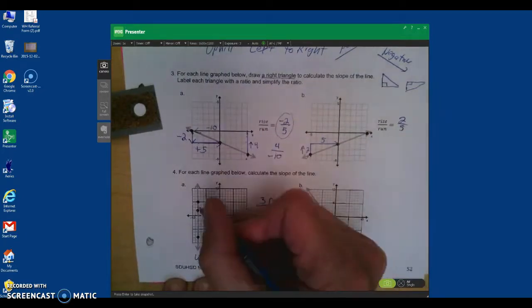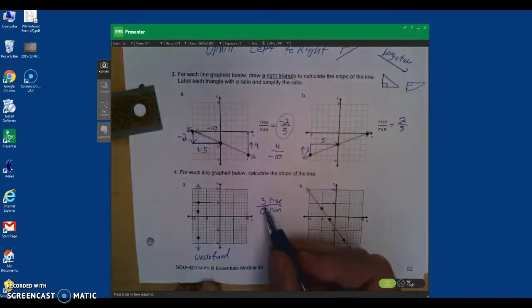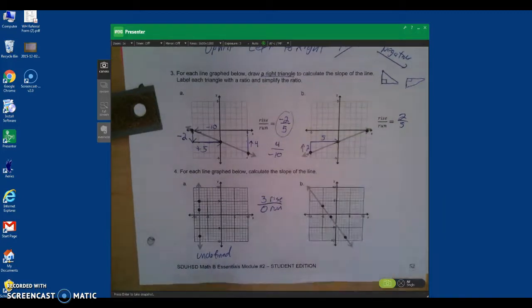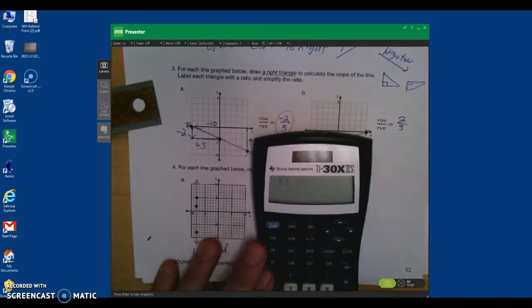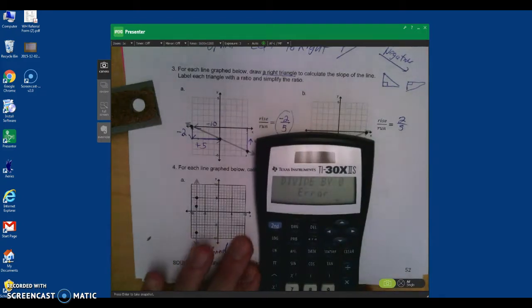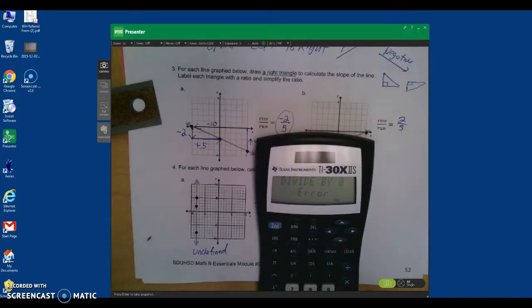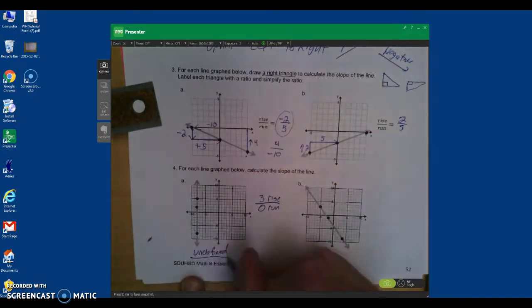How much do I run to get from, well, do I run at all? Well, I run 0, don't I? And guess what happens if I type 3 divided by 0 into a calculator? We've actually talked about this many times. If I put 3 divided by 0 in a calculator, guess what it says? It says error. So whenever there's a run of 0, it's a vertical line and it's going to have an undefined slope.